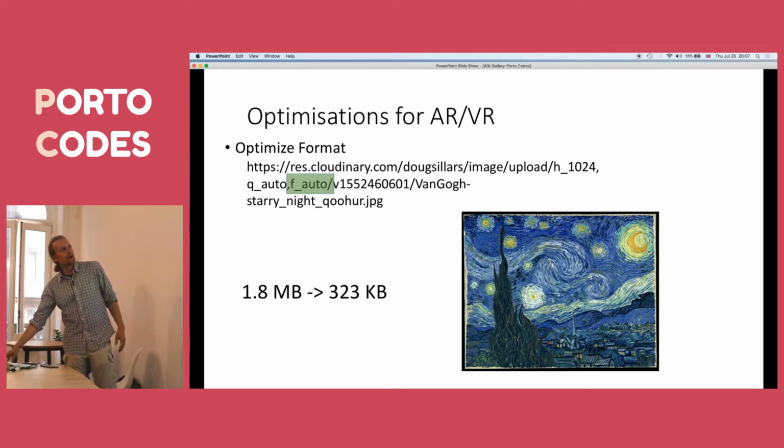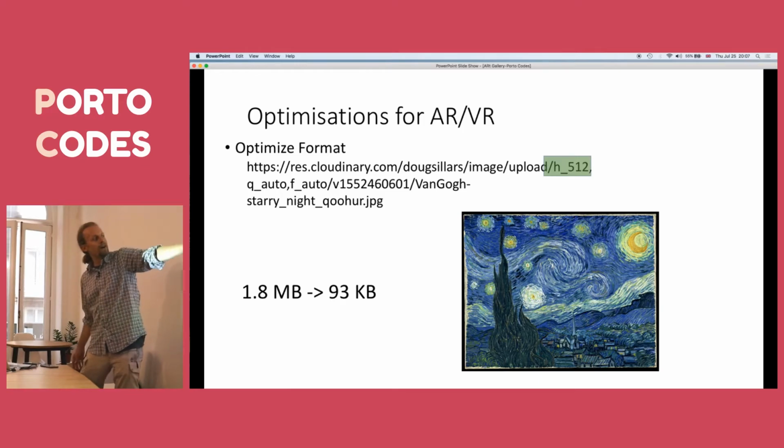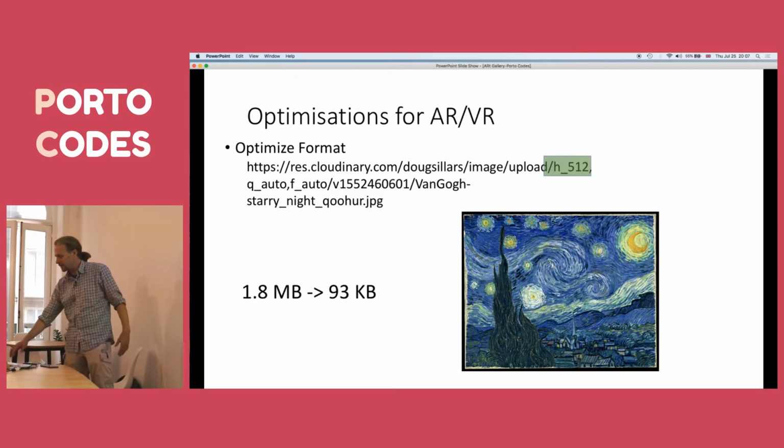I then decided I could go even smaller, so I made it 512 by 512, and now the image is 93 kilobytes, right? That's gonna load super fast, even on a 3G connection.